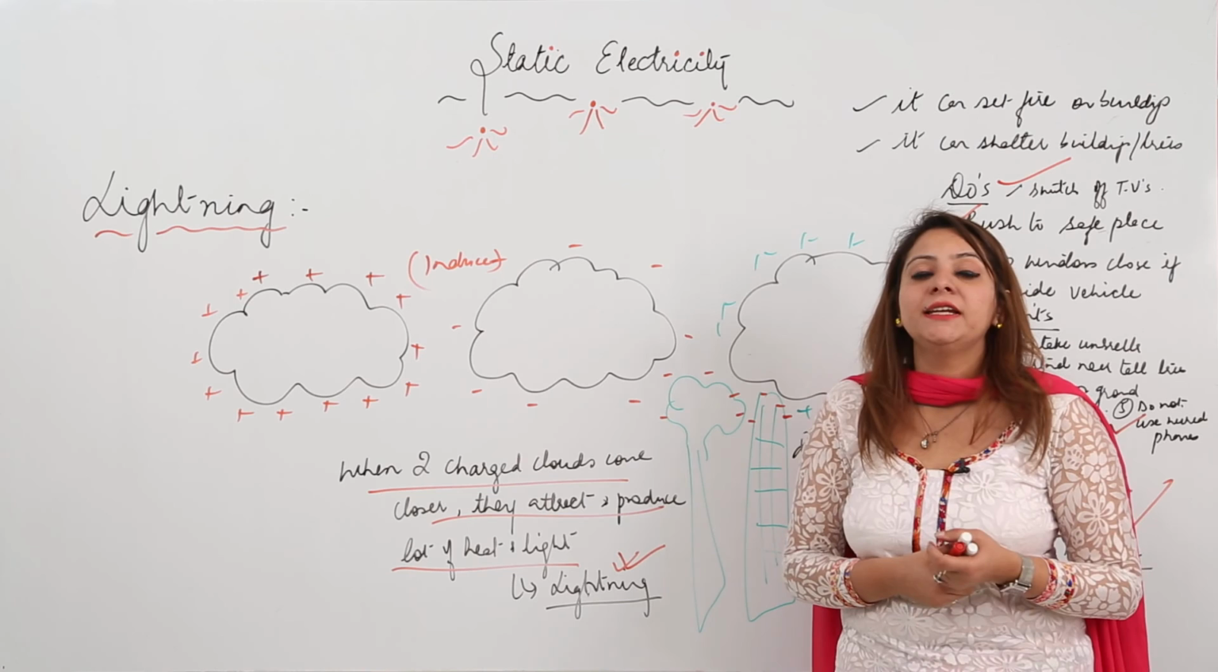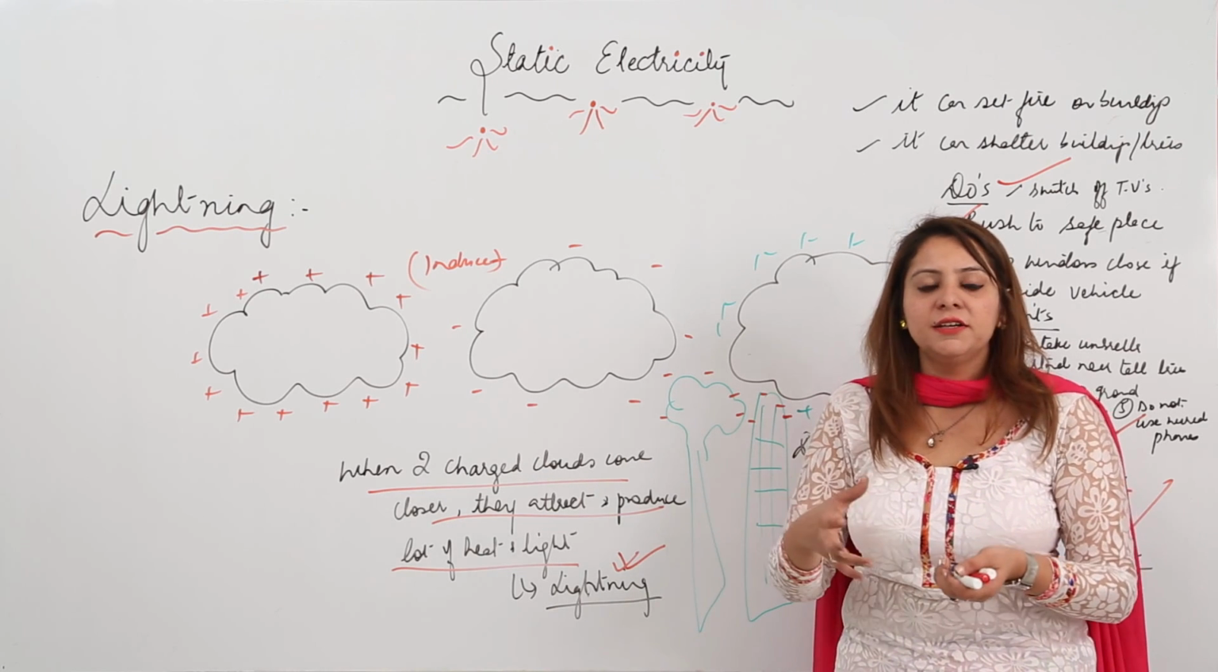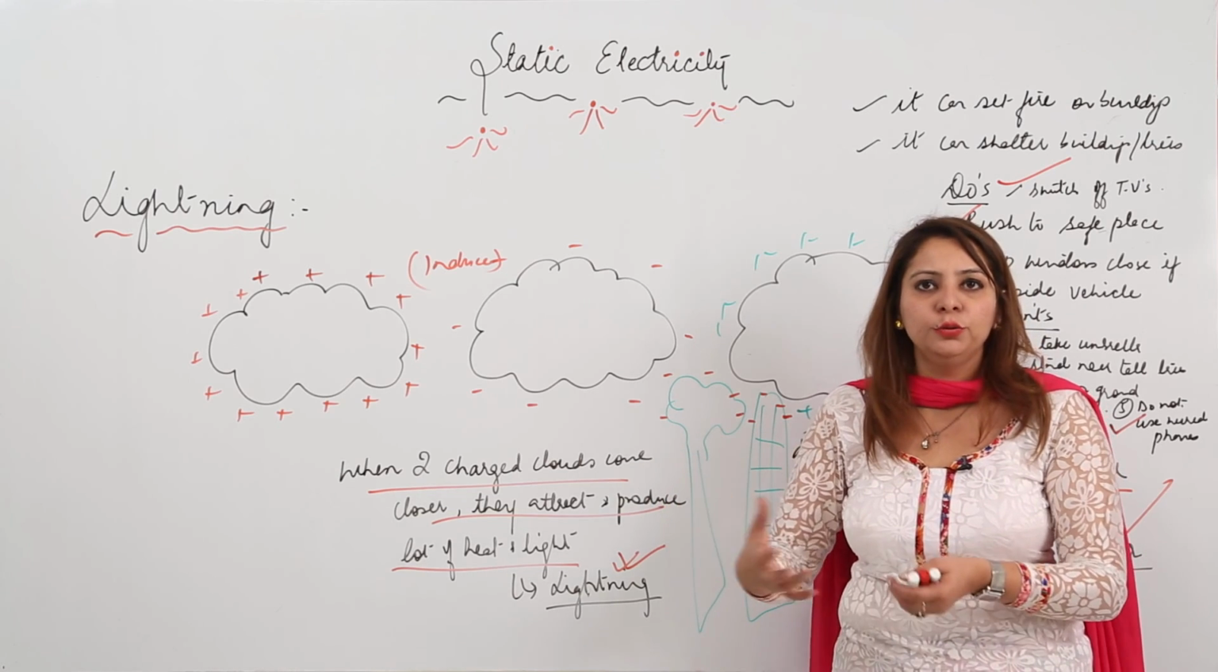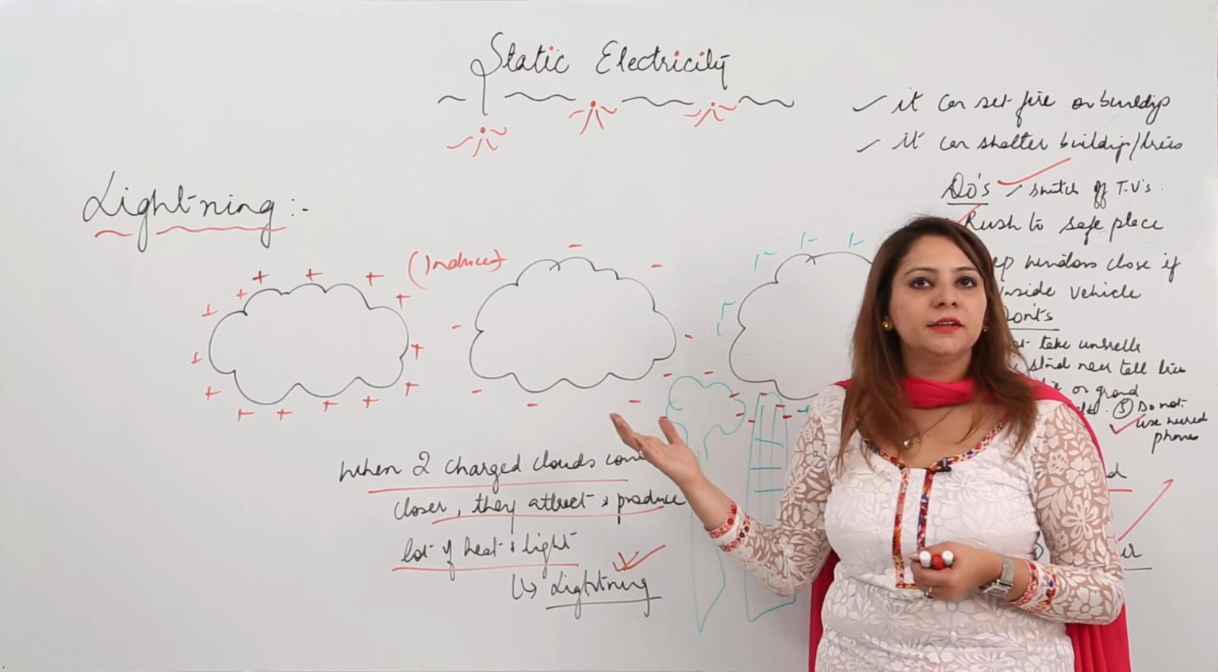Now we'll start with the lightning conductor, which is installed in tall buildings in order to avoid fires, or in order to protect you or the buildings during the thunderstorm.